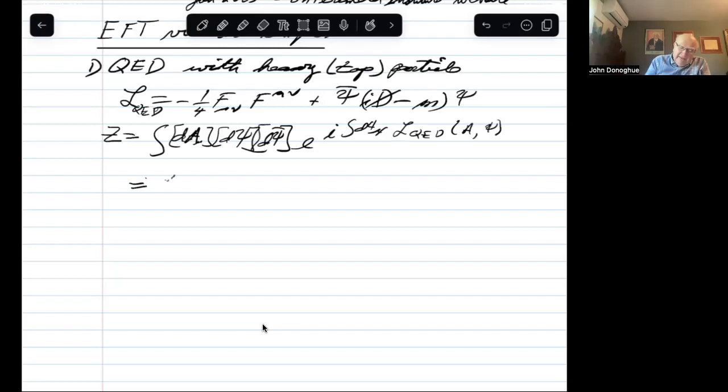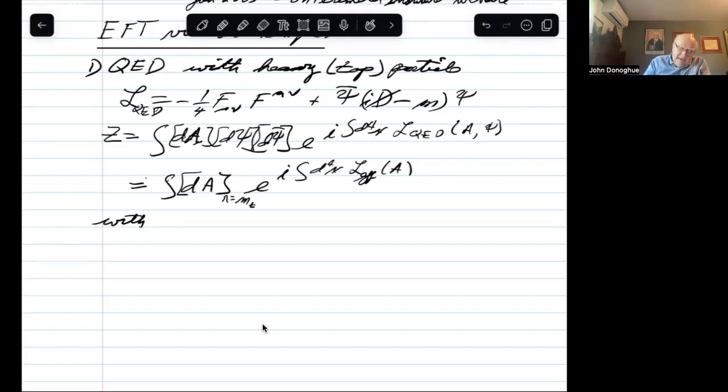So we're going to then write this as the integral dA, there's no more top quark around, e to the i integral d4x L effective, some effective Lagrangian that's only a function of A because the top quark's gone. And we'll label this with a little symbol, lambda less than m top, meaning that this is only to be applied for energies below the top mass. So there's some cutoff.